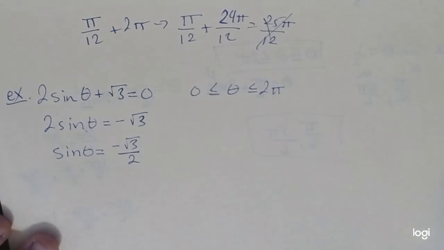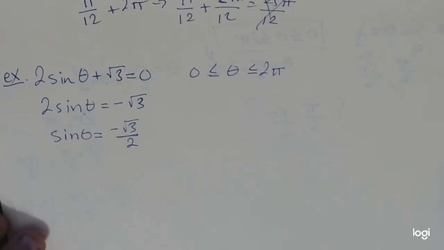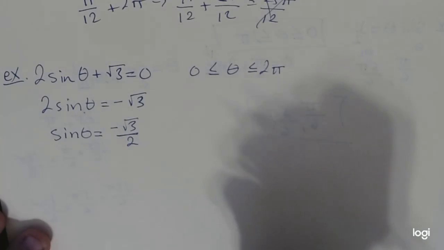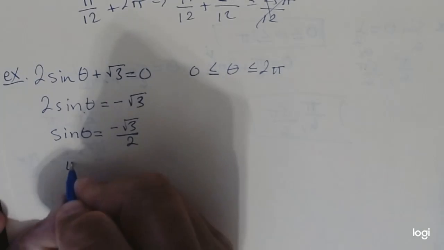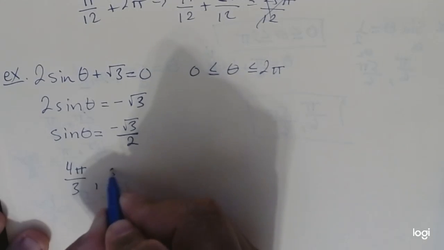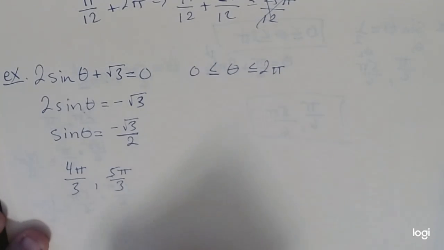and there we go. So now we have to figure out when is sine theta equal to negative radical 3 over 2. And again, that's just going to our unit circle. So I'll just give you guys quickly, right? So this ends up being 4 pi over 3 and 5 pi over 3 as well, right?